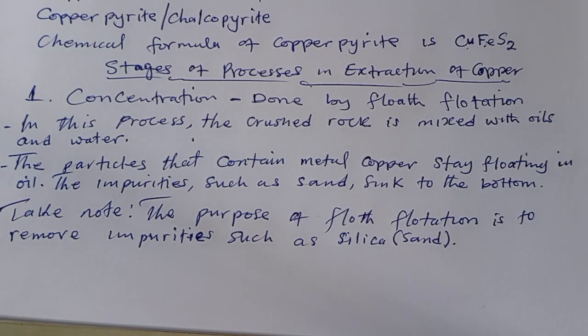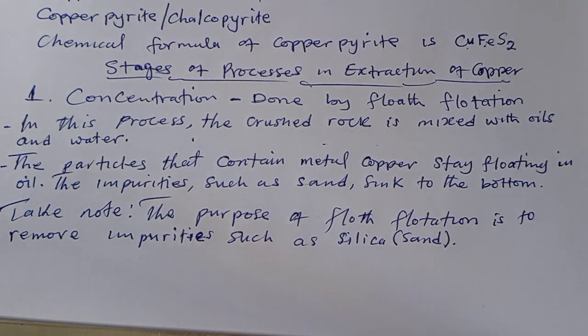So that is stage 1, concentration, which is done by froth flotation. In this process, the crushed rock is mixed with oils and water. Then the particles that contain the metal copper stay floating in the oil, and the impurities, which is sand, sink to the bottom. That is what we call froth flotation. Take note that the purpose of froth flotation is to remove impurities, which is silica, which is sand.